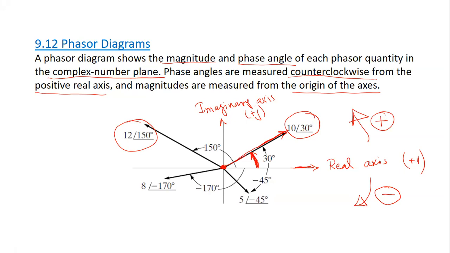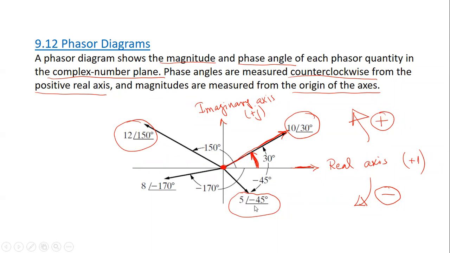Is it clear so far, please? Yes, it is. Okay. Now I want to draw this phasor, which is 5 into angle -45. So 5 represents the length. So I know now that the length will be 5 centimeters, or whatever scale you have, 5 units.